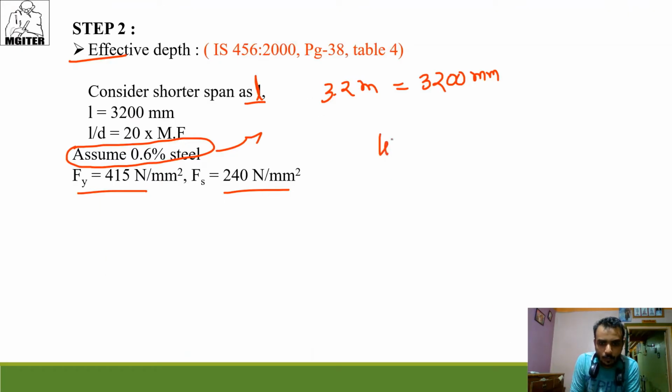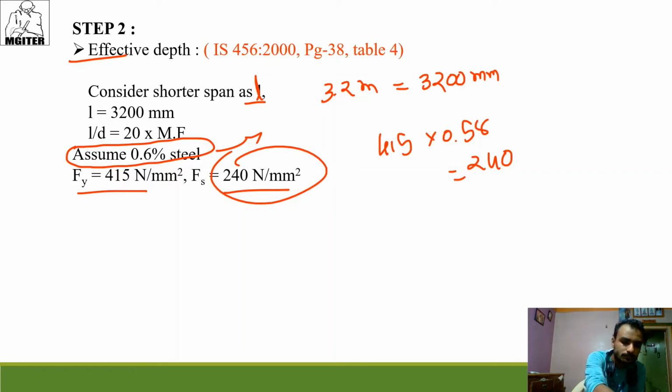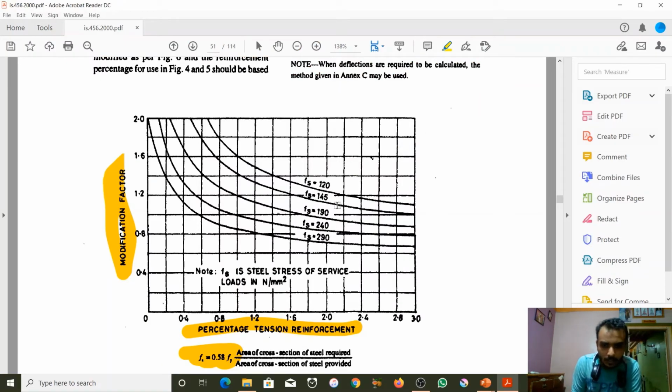So 415 into 0.58, fs is 240. Okay, so we have fs 240. So we have to follow the second graph. With fs 240, the percentage of steel is 0.6%, means this line.